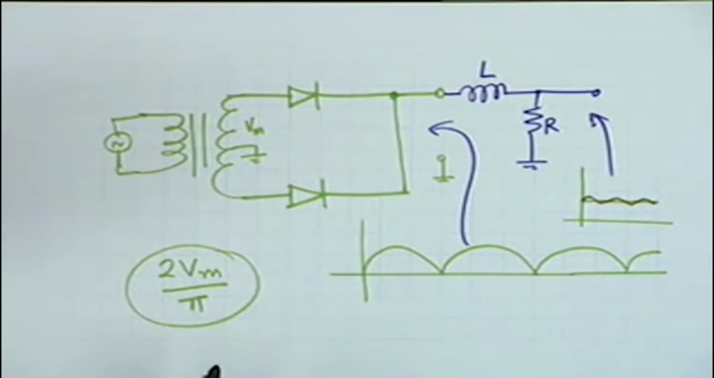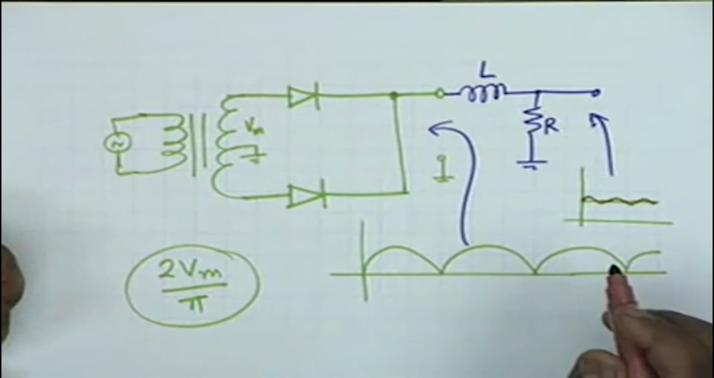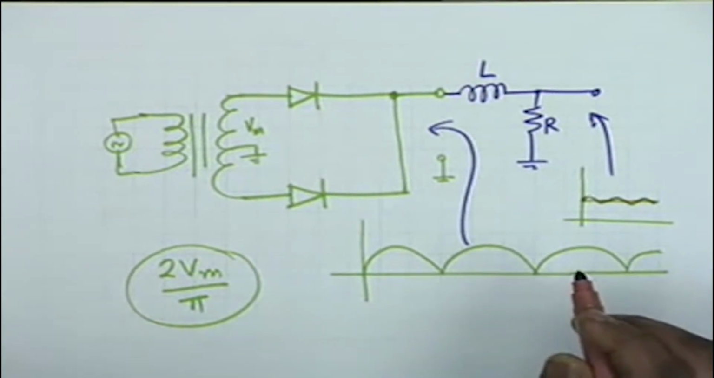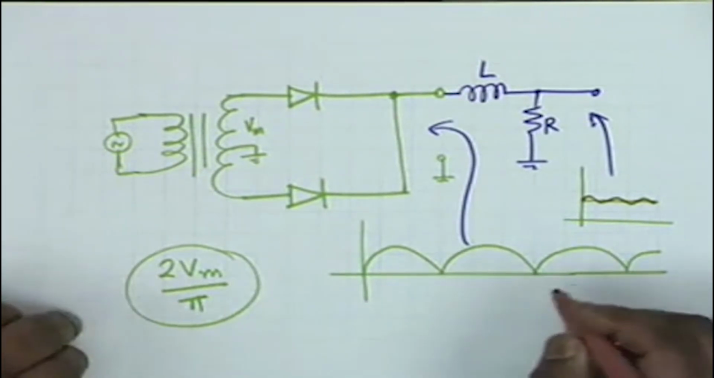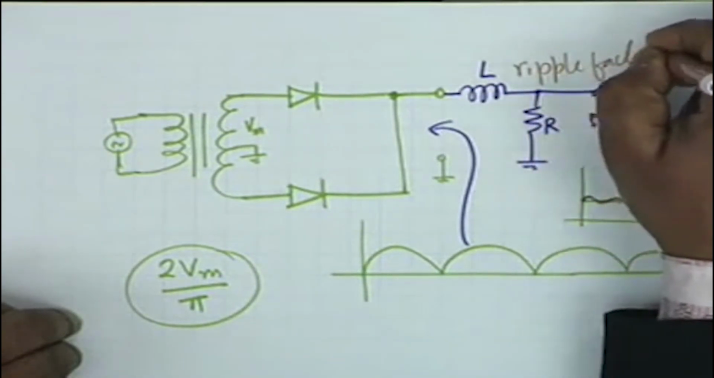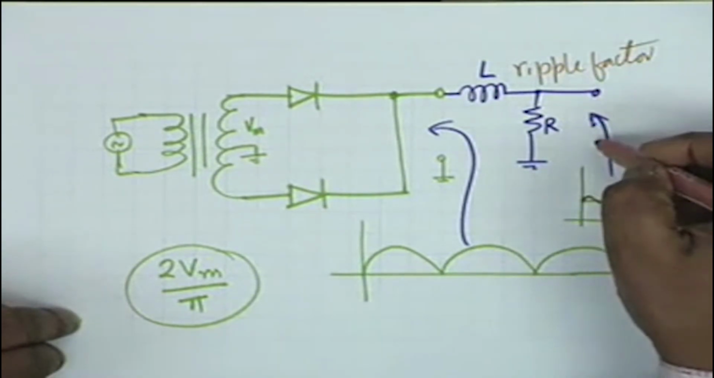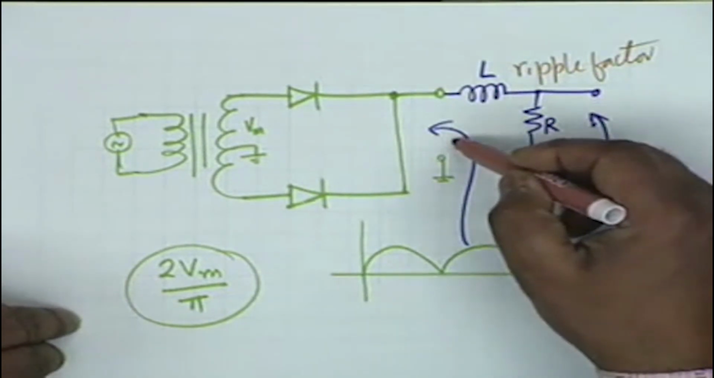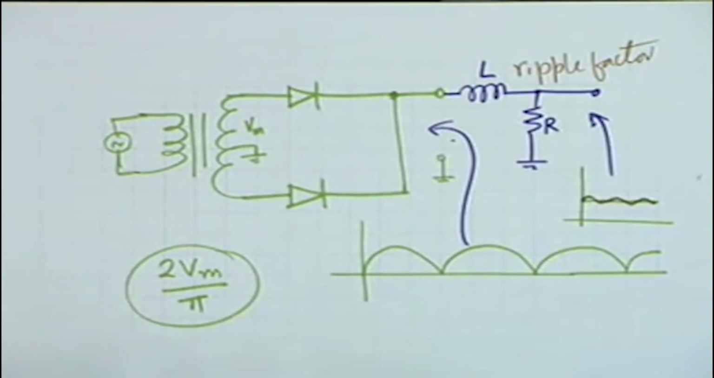The AC component is greatly reduced, and the order of reduction is denoted by a term called ripple factor. It is the ripple factor reduction capability of a filter. That is, the ripple factor at this point shall be much less than the ripple factor at this point because of filtering by the inductance resistance circuit.